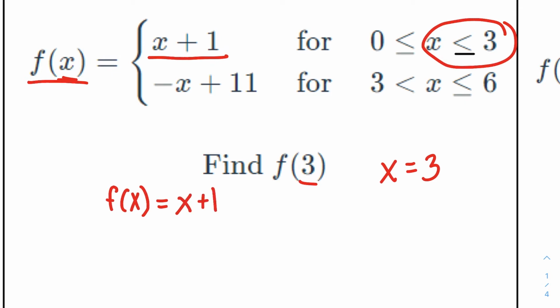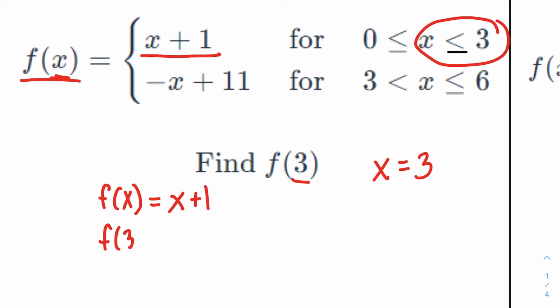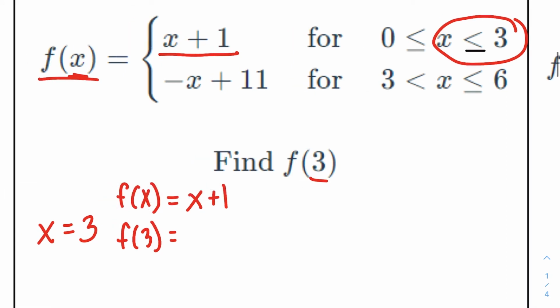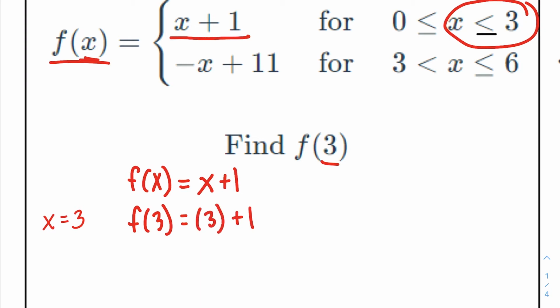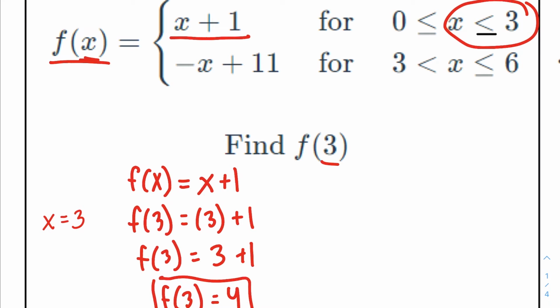Now, specifically, we're looking for f of 3, which again means that x is equal to 3. That's what f of 3 means. So we are going to replace our x with a 3 plus 1. Since we don't have anything to multiply by, this turns into 3 plus 1. So f of 3 is equal to 4. So our final answer is that f of 3 is equal to 4.